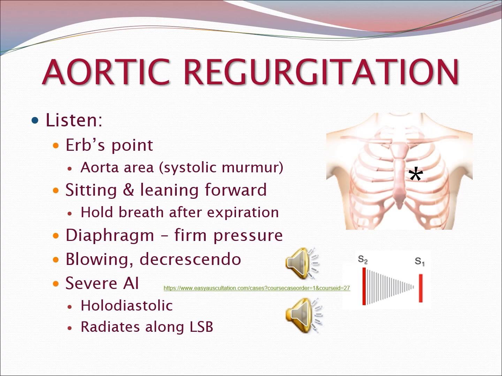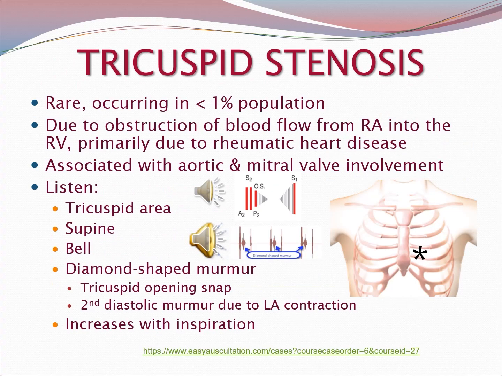Tricuspid stenosis is rare, occurring in less than 1% of the population. It's due to obstruction of blood flow from the right atrium into the right ventricle, primarily due to rheumatic heart disease. It's associated with aortic and mitral valve involvement. You want to listen in the tricuspid area, fourth intercostal space to the left sternal border. You have the patient in the supine position using the bell of the stethoscope. It's usually a diamond-shaped murmur. You may hear a tricuspid opening snap, and there may be a second diastolic murmur due to left atrial contraction. It usually increases with inspiration.